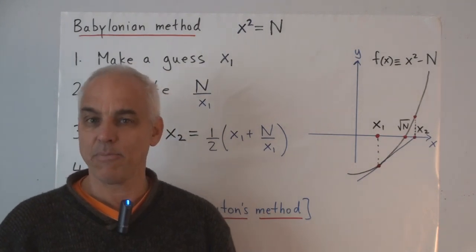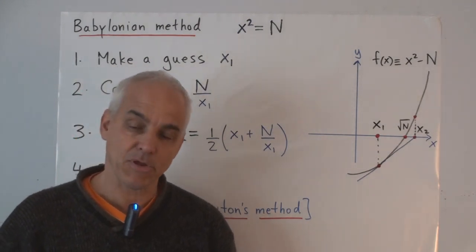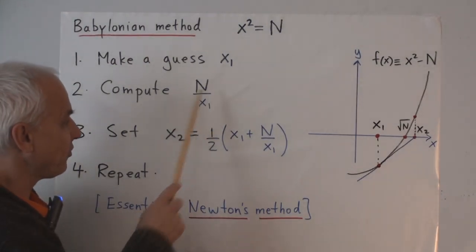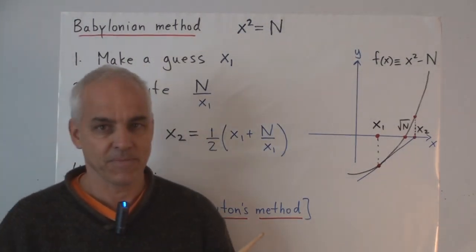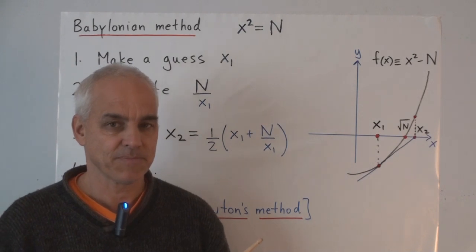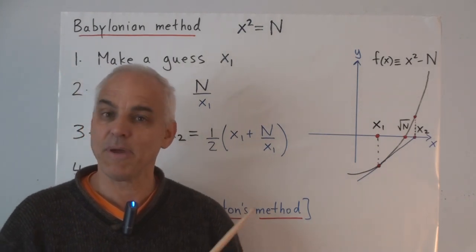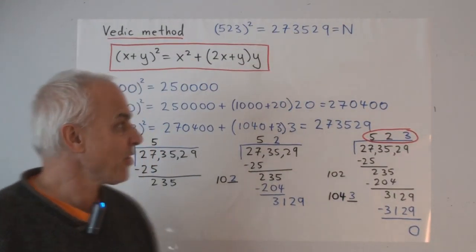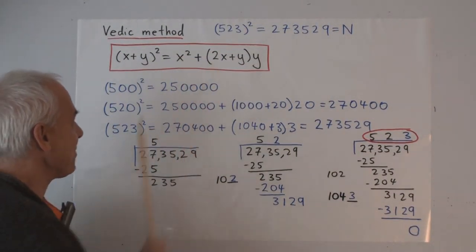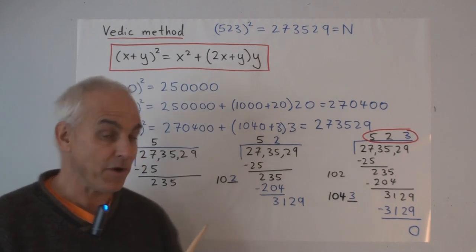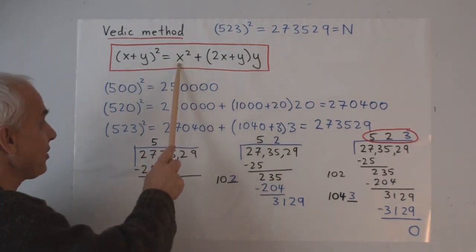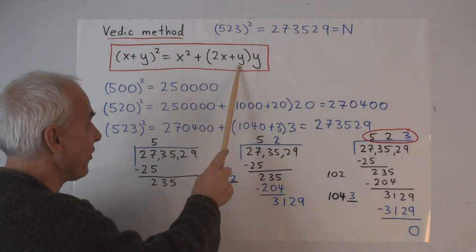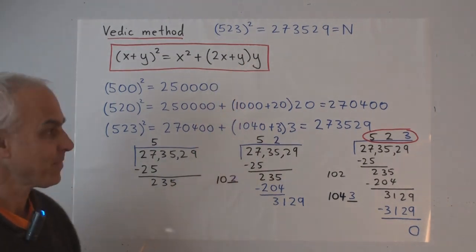However, for pen and paper calculations, or even by computer, it's a little bit slow in the sense that you have to rely on dividing and repeated divisions. So let's have a look at the third method, which is due to the Hindus. So this Vedic method relies on the following identity, that (x plus y) squared is x squared plus, we can write the rest in this form, (2x plus y) times y.